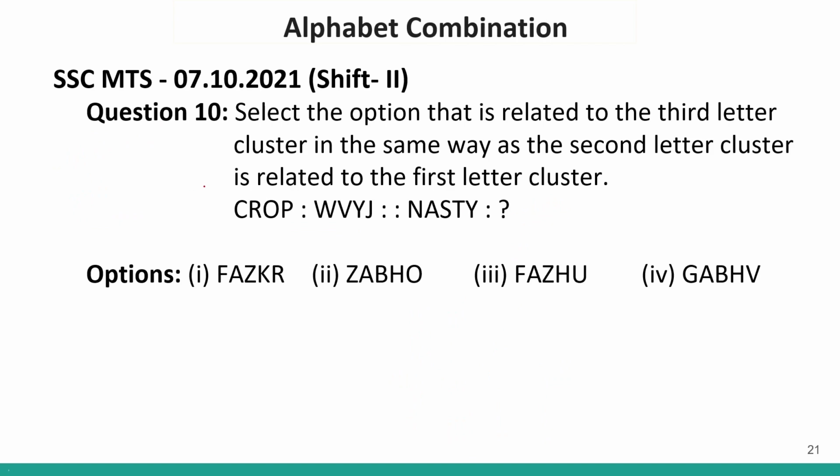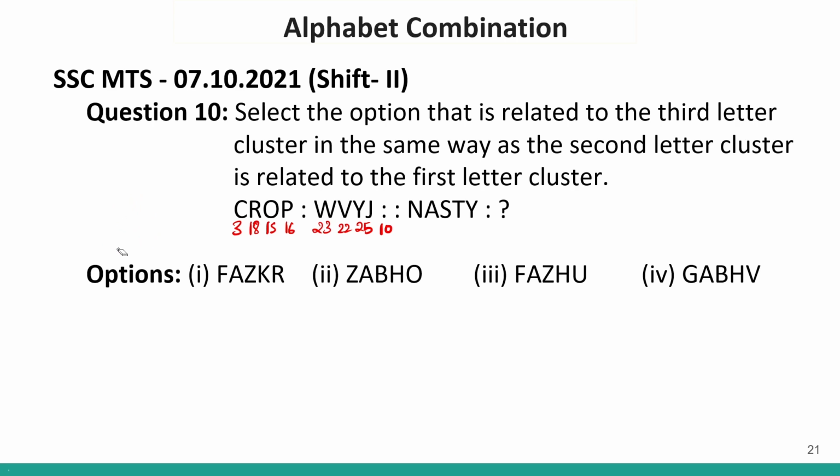Again, question number 10. Let us check for crop and this word. C-R-O-P, let me give them ranks over here also. This is 3, 18, 15, P is how much? 16, right? W is 23, V is 22, Y is 25, and J is 10. This is how the forward ranks look. Now if I compare 3 and 23, this is plus 20. And if I compare 18 and 22, this is plus 4. Then 15 to 25 is plus 10, and 16 to 10 is minus 6. So I cannot make out a logic based on forward ranks, right?